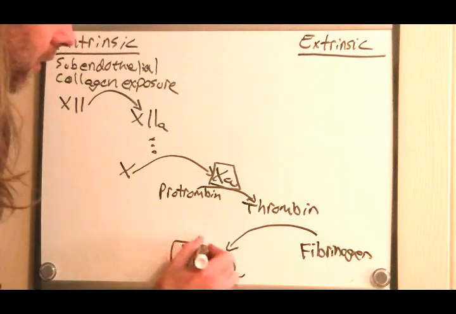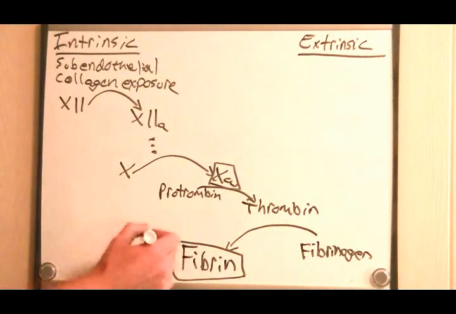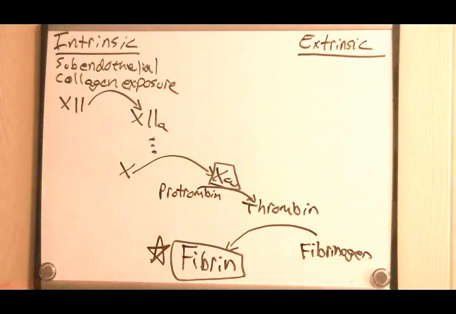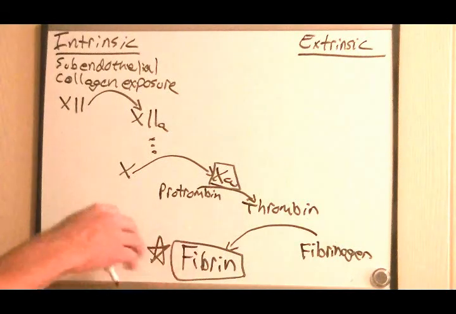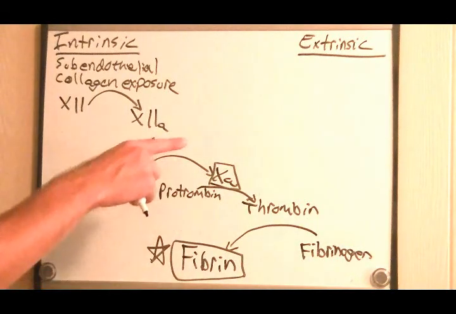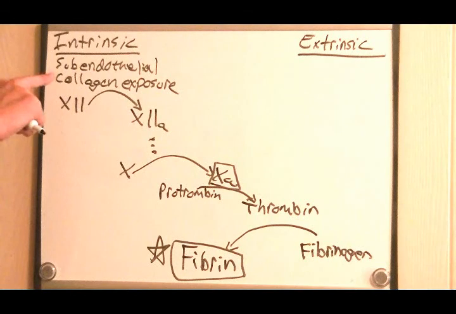And fibrin is the end product of the clotting cascade. This is what the fibrin strands are made of when we're forming a blood clot. So it's the fibrin strands that are forming that meshwork that stabilizes the platelet plug and forms the blood clot. So that's the intrinsic pathway.